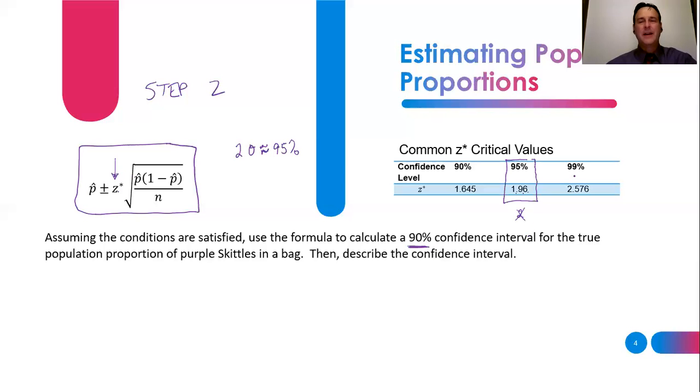Similarly, 99% we said was 3. If you remember from my last lesson, I didn't really say 99% was 3. I said that 99.7% was 3, and that's true. This is about 3. But if I just want to use 99%, I'm going to replace that 3 with a 2.576. And then a 90%, of course, will be 1.645.